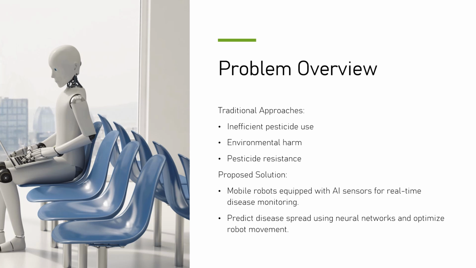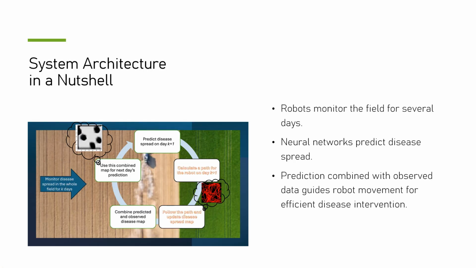Now, the proposed solution in this paper is to use mobile robots equipped with AI sensors that will be analyzing the data that is being collected and will make changes to the planned path based on that kind of analysis. Now, mostly we use prediction for disease spread monitoring using neural networks, and that also helps the robot to optimize their paths in the next round.